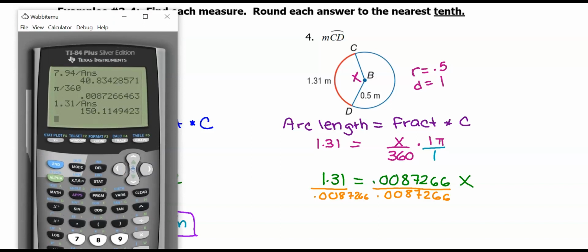So here is going to be 150.1 degrees equals x. And remember, if this central angle equals 150.1, then the measure of arc CD also equals that same 150.1. And that's what we are looking for.